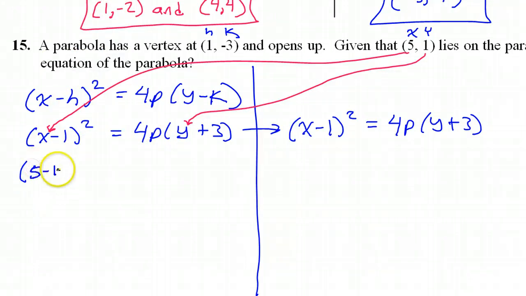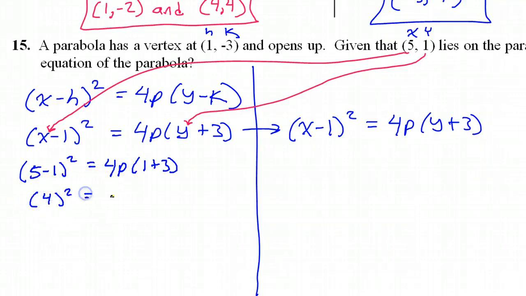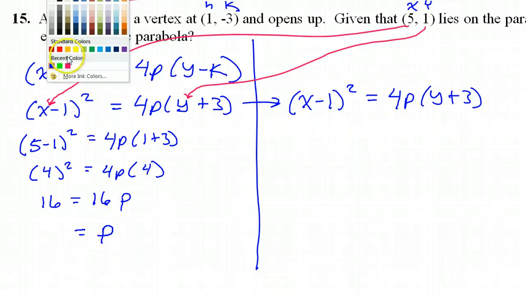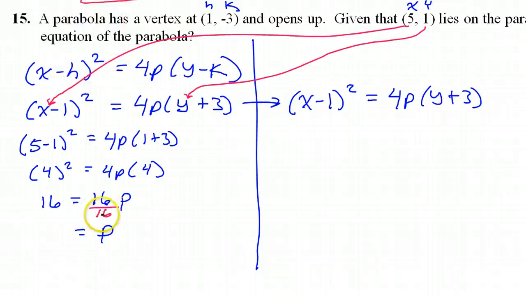So that's going to give me 5 minus 1 squared is equal to 4p times 1 plus 3, not squared. Notice I have everything except for p, so I should be able to solve this and I'll have p then. So this will be 4 squared is equal to 4p times 4. Well, that's 16 is equal to 4 times 4, which is also 16p. Dividing both sides by 16, of course, gives me p equals 1.